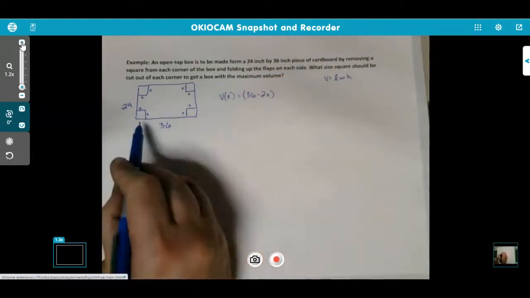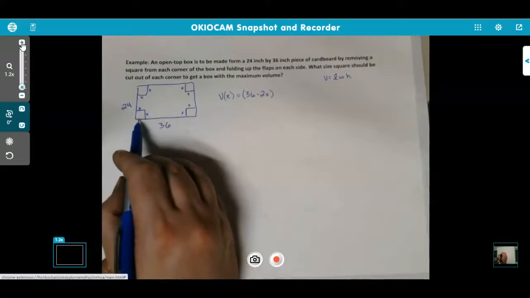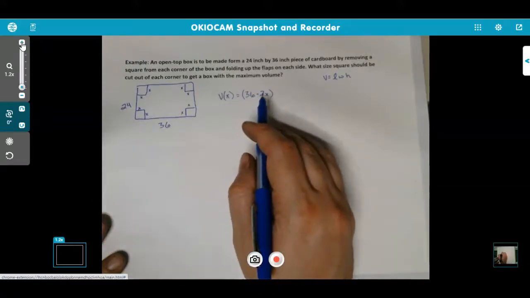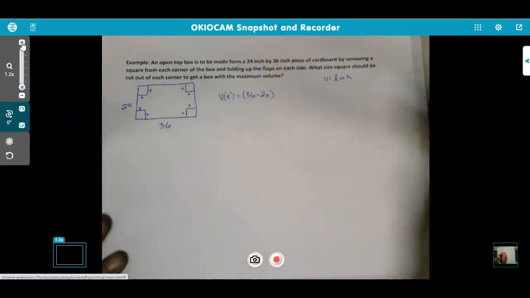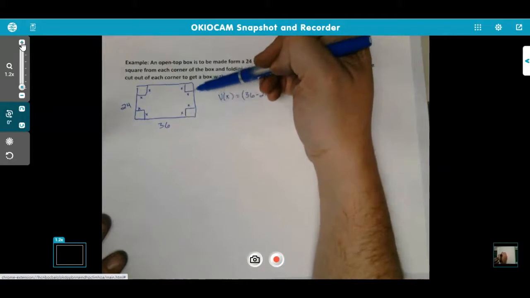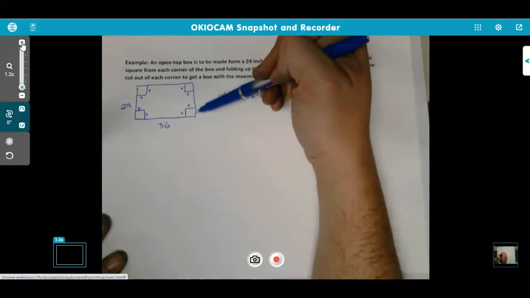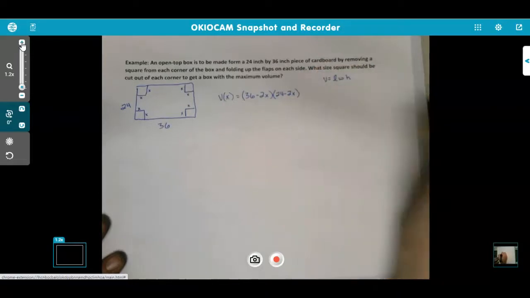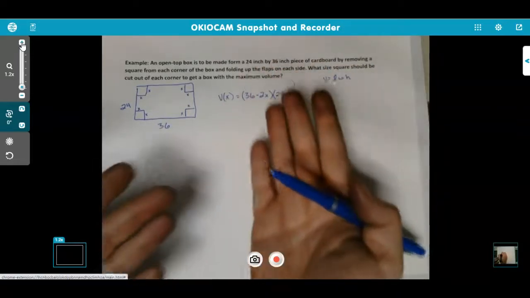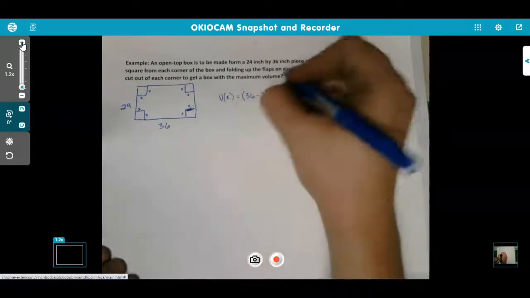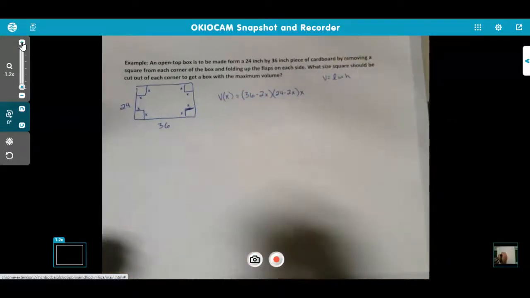Again, because I'm starting with 36, I'm going to chop off x and x, so 36 minus 2x. Again, for the width, I started with 24, but I'm going to chop off x and x, so it's going to be 24 minus 2x. Then my height, if I fold everything up, you can see my height is going to just be this x. So my height is x.